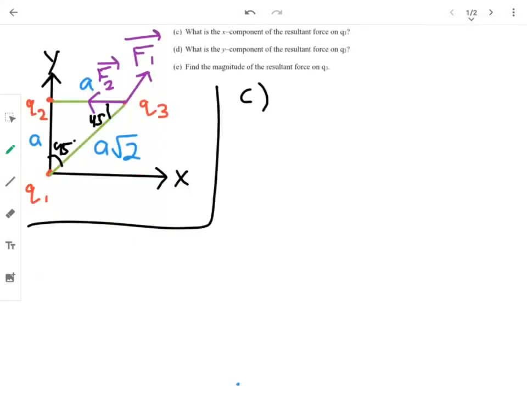Let's continue with parts C to E. What do they want in part C? What is the X component of the resultant force on Q3? D says what's the Y component, and E is what's the magnitude of the resultant. So I'll give you a few seconds, all of you can solve. I've given you a quick diagram of what the scenario is right now, and we'll check in a few seconds.